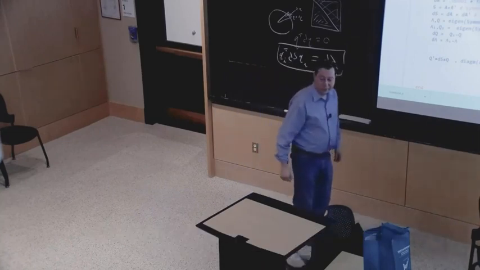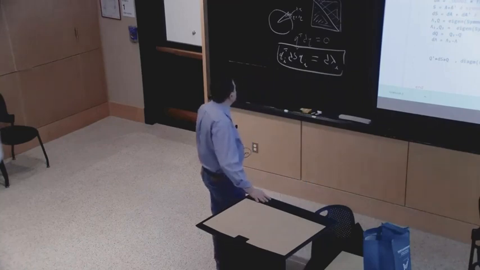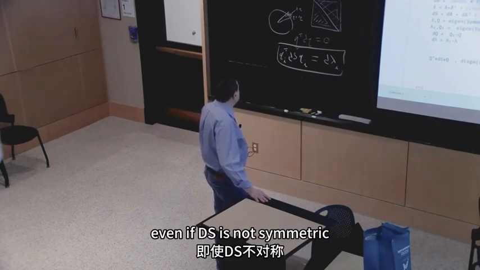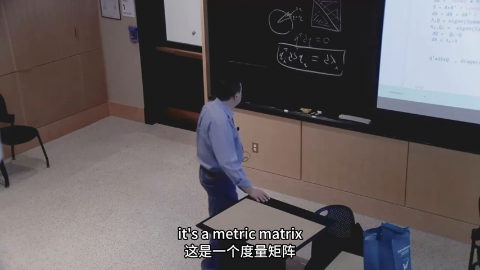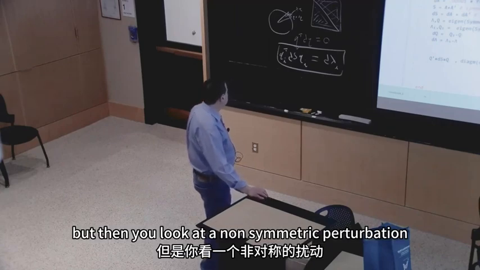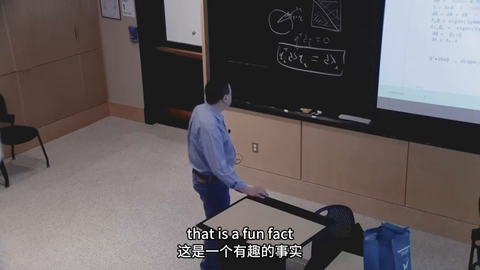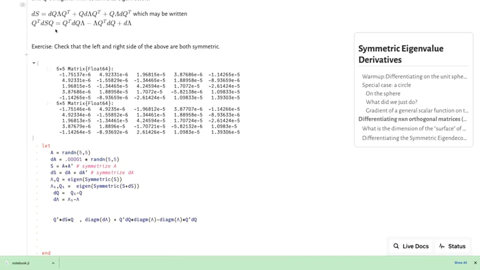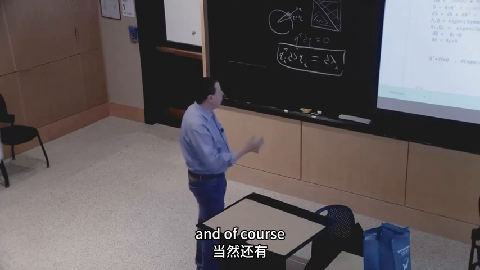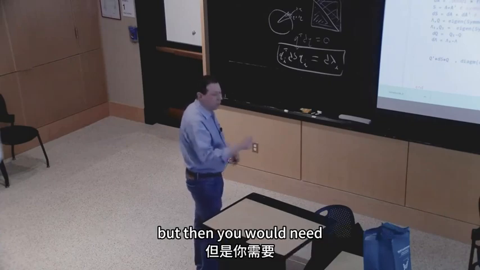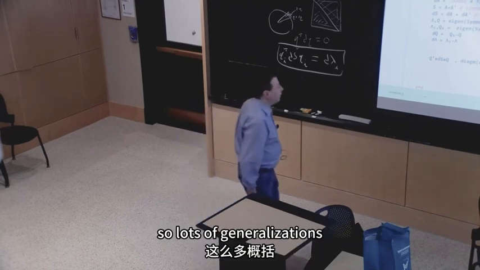Fun fact is that the Hellmann-Feynman theorem does not require the perturbation to be symmetric. So even if dS is not symmetric, which is really useful. So you have a symmetric matrix, but then you look at a non-symmetric perturbation. That is a fun fact. And of course, the two terms cancel, so you actually didn't need the diagonals to be 0. That's true. Q transpose dQ, because the first term, if you look at it, the diagonals cancel the second. Yeah, I could see that right there. And of course you could have taken a non-symmetric matrix, but then you would need both eigenvectors to play a role. So lots of generalizations.